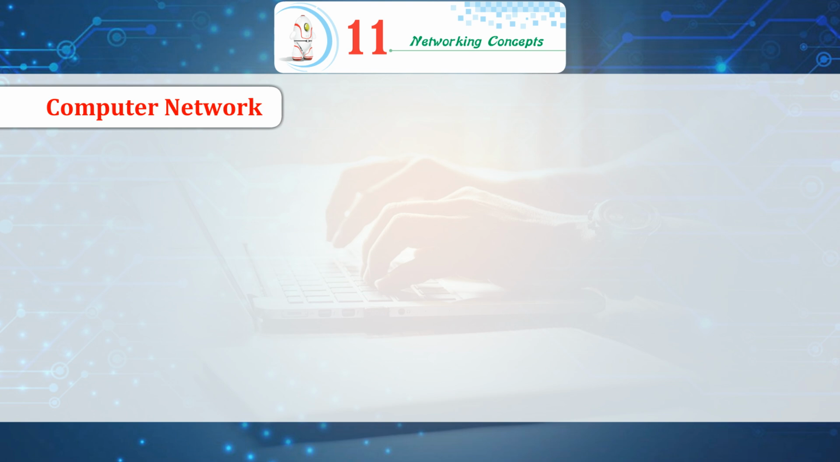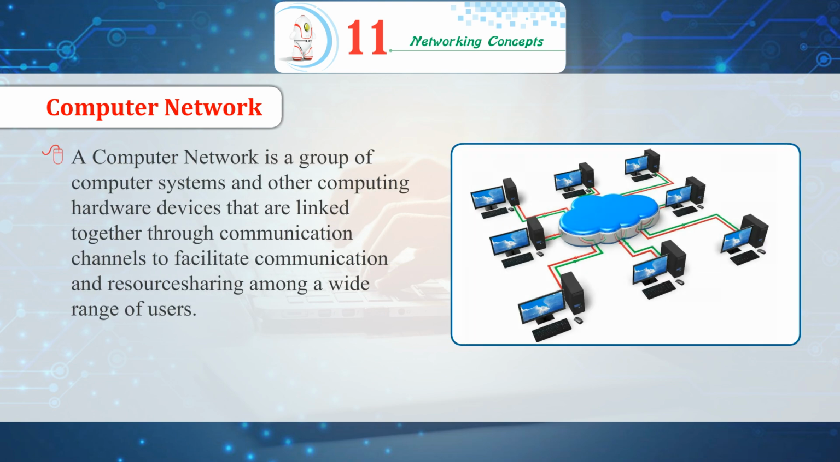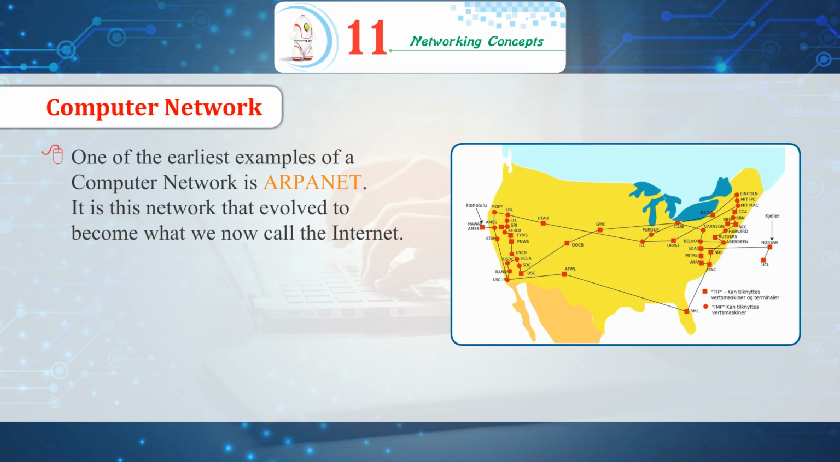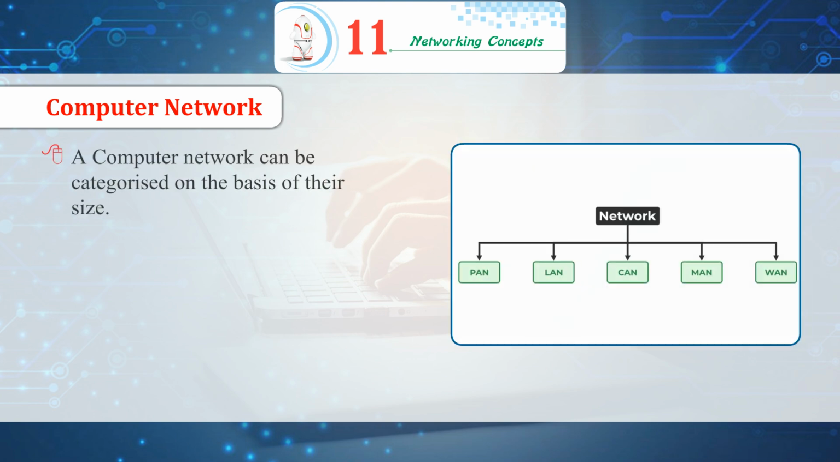Computer network. A computer network is a group of computer systems and other computing hardware devices that are linked together through communication channels to facilitate communication and resource sharing among a wide range of users. One of the earliest examples of a computer network is ARPANET. It is this network that evolved to become what we now call the Internet. A computer network can be categorized on the basis of their size.